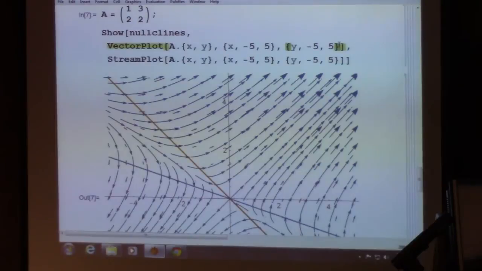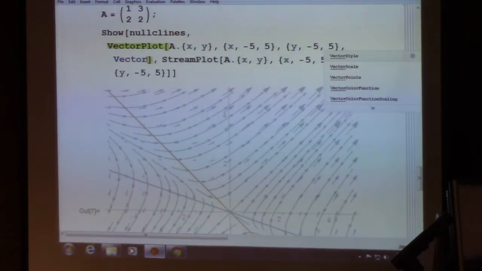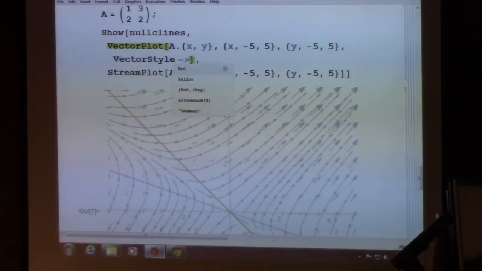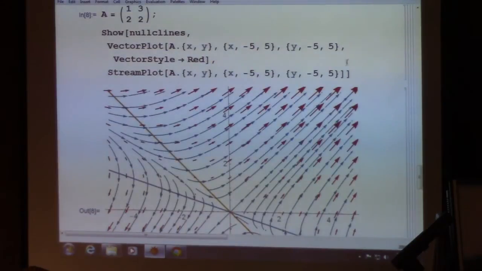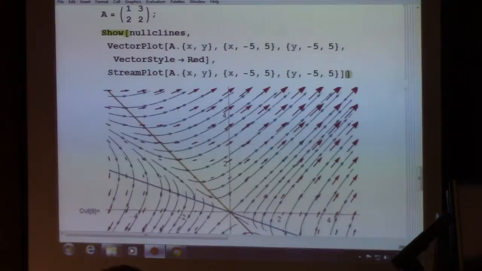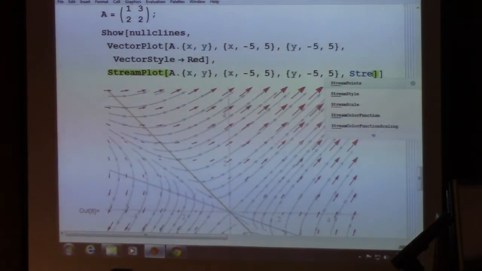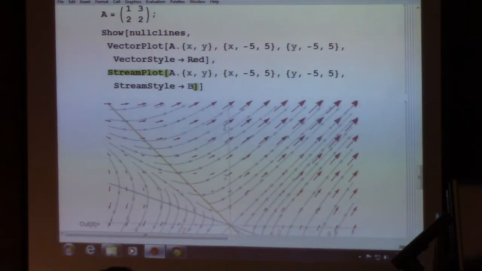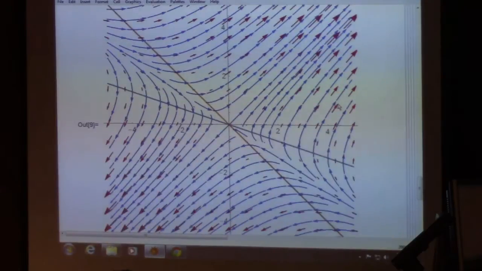Oh, let's make the vectors red. Vector style arrow red. Make the stream blue, a brighter blue at least. Stream style. I think I'll just leave the vectors as they are as far as their lengths go, so I won't do the vector scale option.